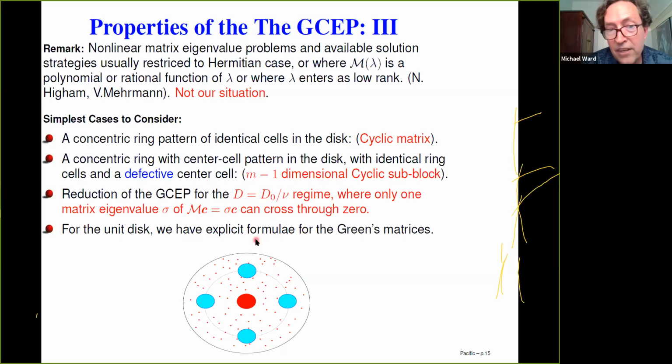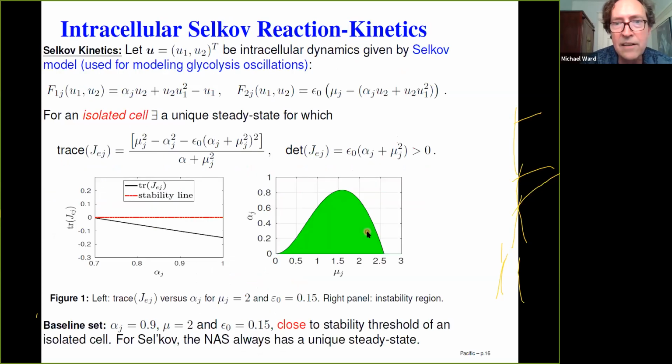And the reason why we use the unit disk is that we can have an explicit formula for the Green's matrices by using essentially separation of variables to find the Green's function in terms of K zeros and I zeros of complex argument. So we can get a handle on those.